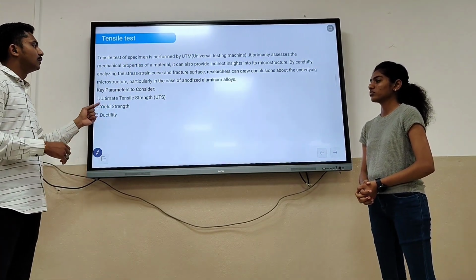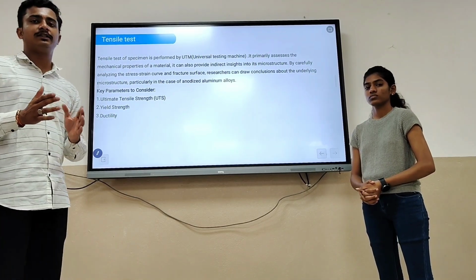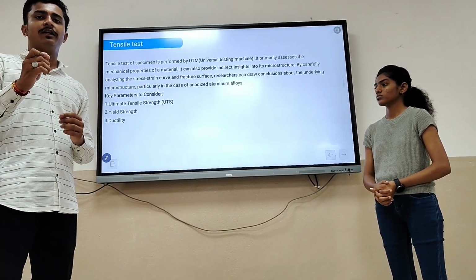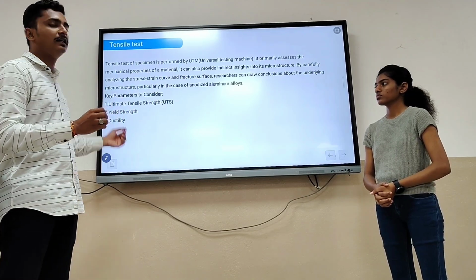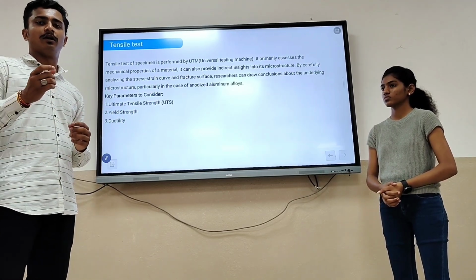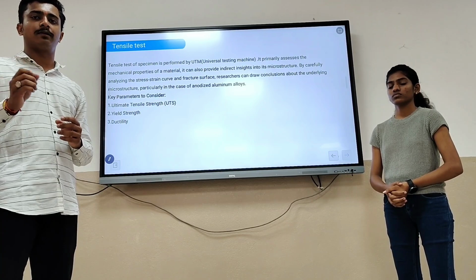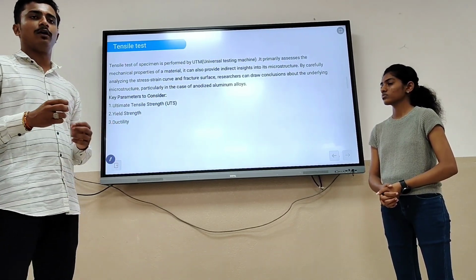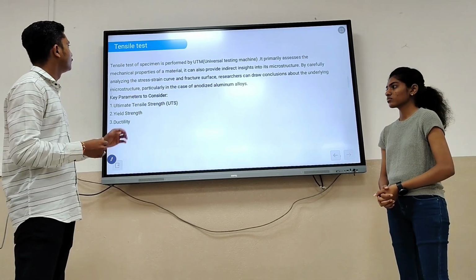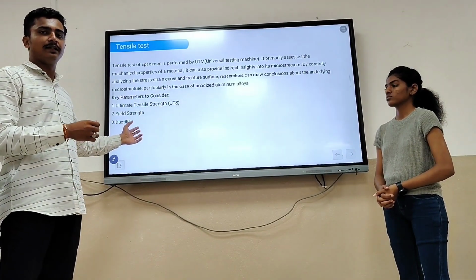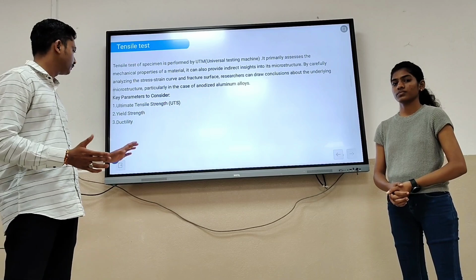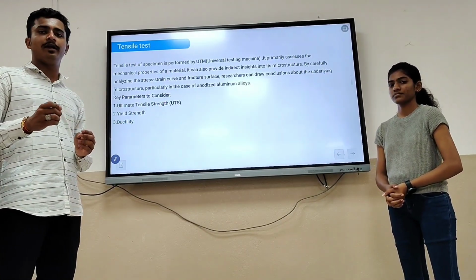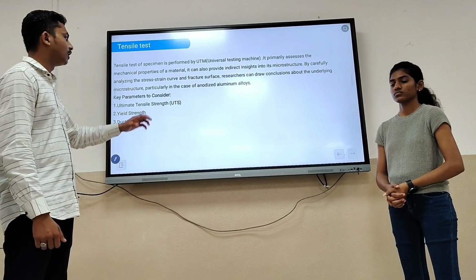So we have found a research paper. In that they have mentioned that ultimate tensile strength and yield strength increased by a difference of 10 megapascal. 10 megapascal is a huge difference, as we can see. So that's why we have chosen this tensile test for our project. And the ductility of the aluminium alloy will also increase after the coating.